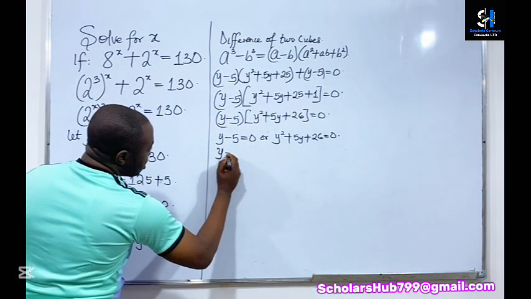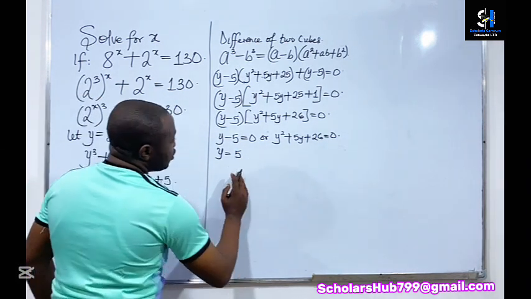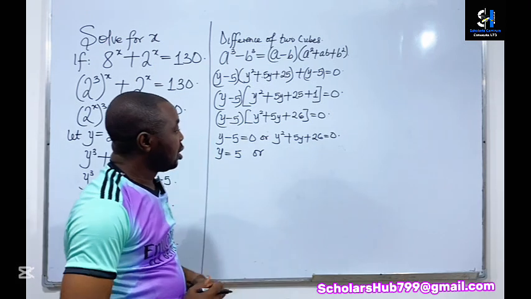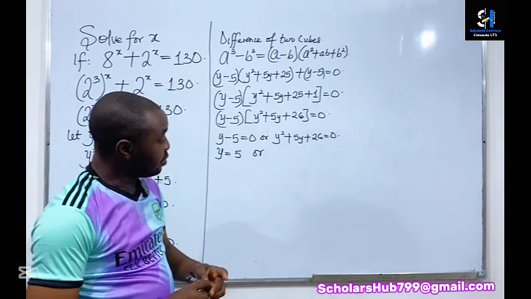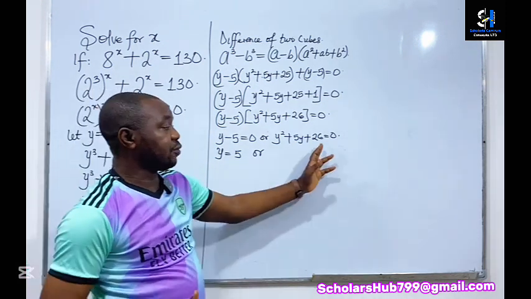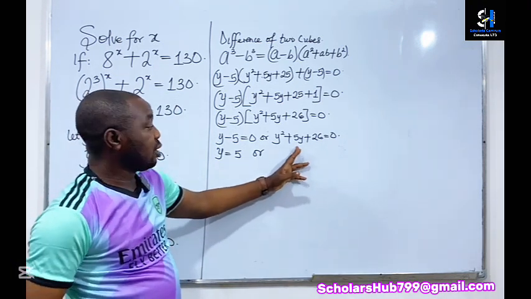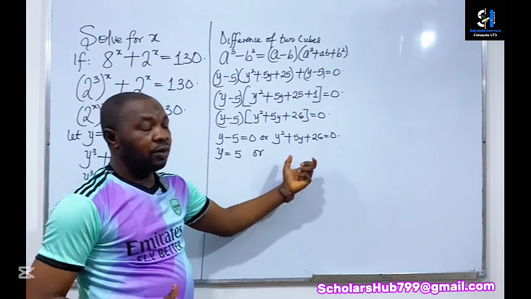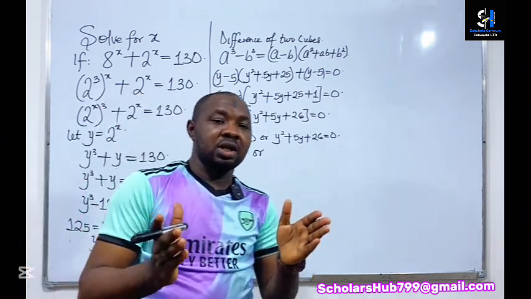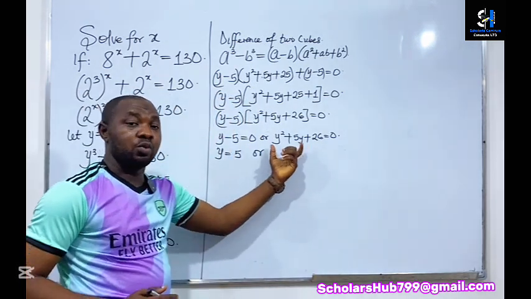If you solve for y in this case, the value of y will be equal to 5. But we are not done yet. Then also in this case, we have a quadratic equation. Looking at this quadratic equation, it's not possible to have two factors of 26 that when added together will give us plus 5. So in this case we then apply the quadratic formula.